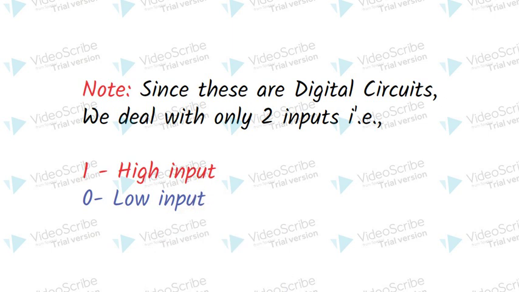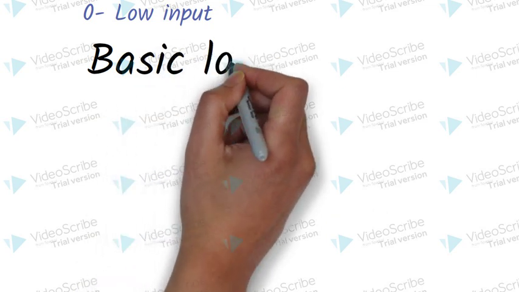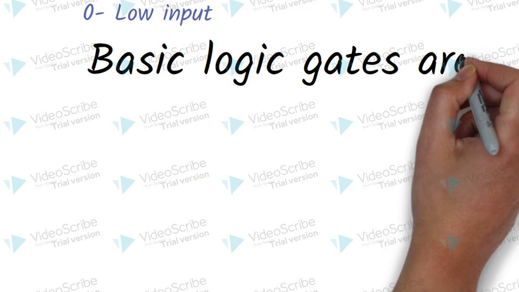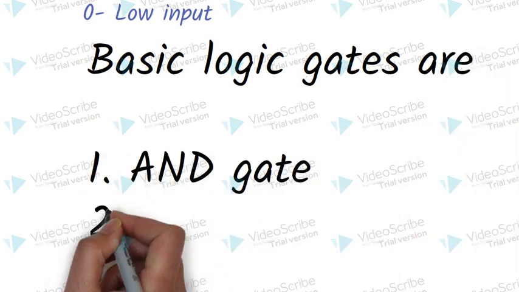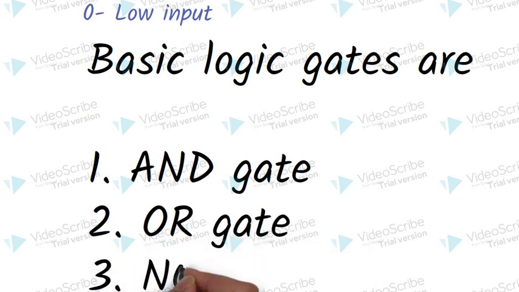Let's dive into the topic. There are three basic logic gates. Those are AND gate, OR gate, and NOT gate.